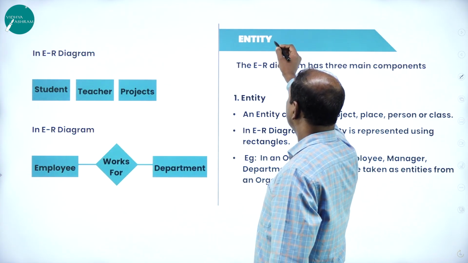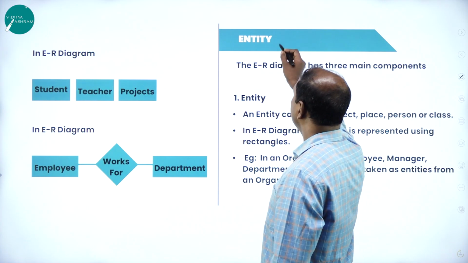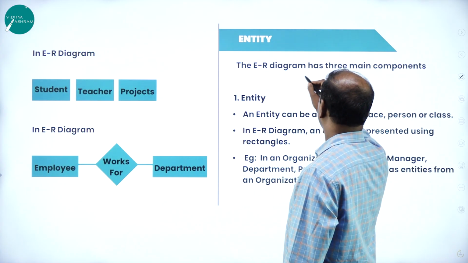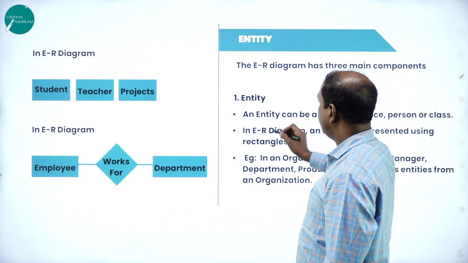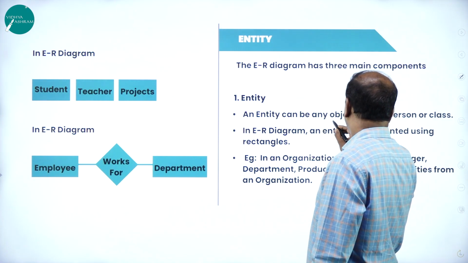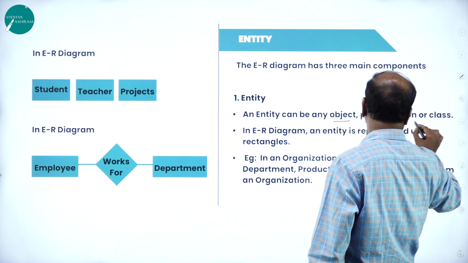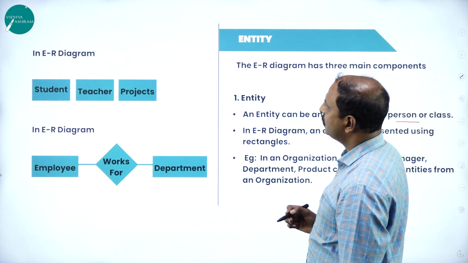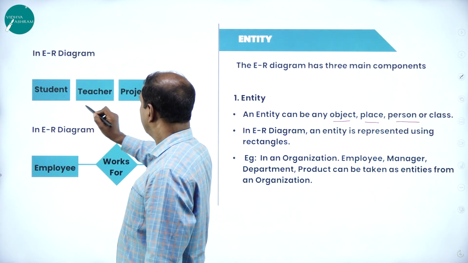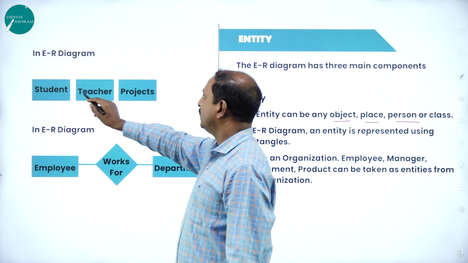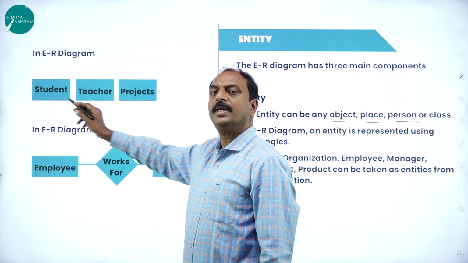Here, the first one is entity. What is an entity? The ER diagram has three main components. One is entity. So, what is entity? It can be any object, place, person or a class. So, look at the diagram here. In the ER diagram, student, teacher, project are different entities.